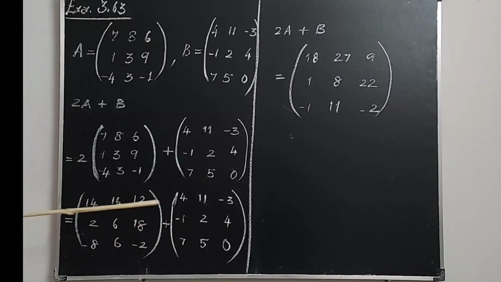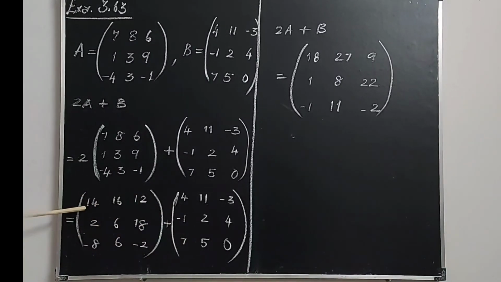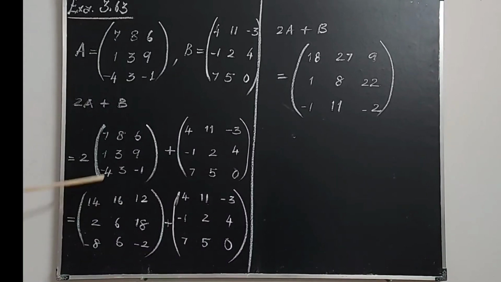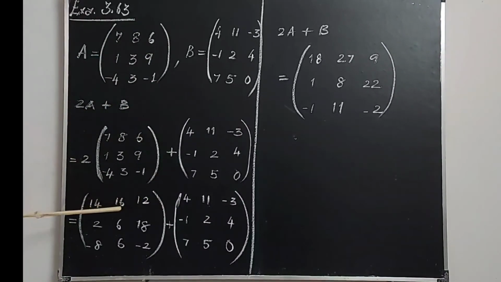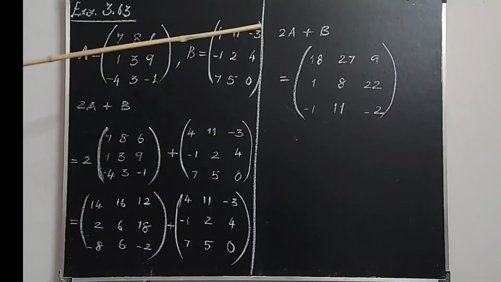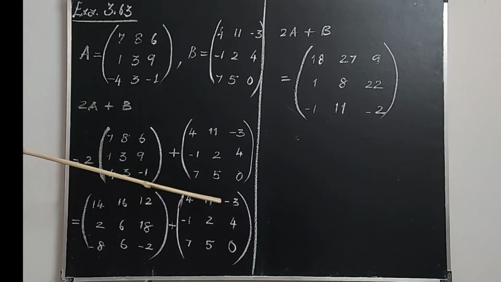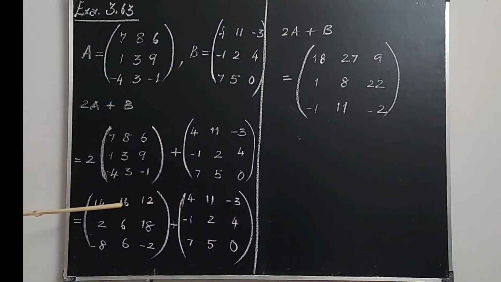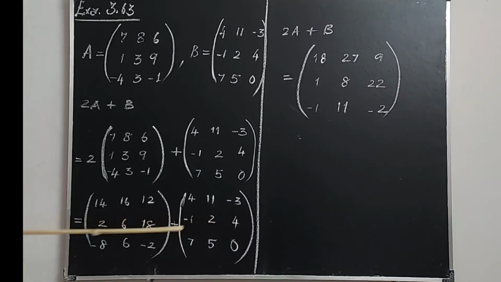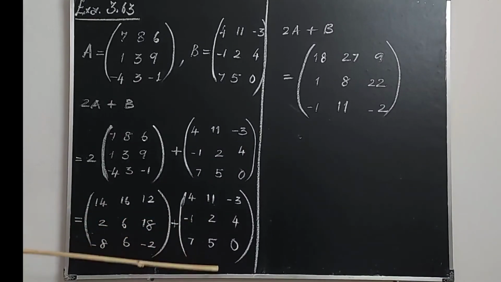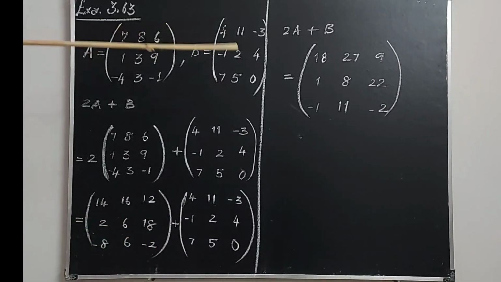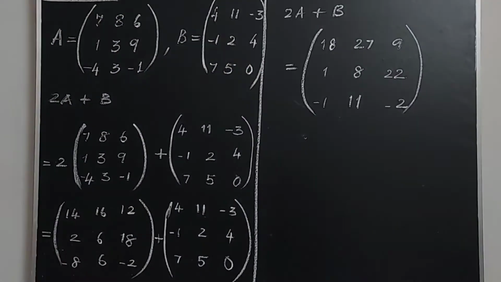Then how do you add them up? Corresponding entries should be added. 14 plus 4, 18; and 16 plus 11, 27; 12 minus 3, which is equal to 9. Like the same, second row should be added with second row elements, third row should be added with the third row elements. Finally, we got the answer for 2A plus B.